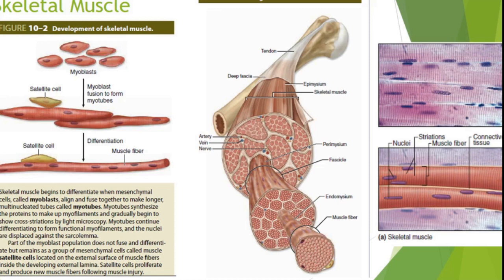So, ano ang ginagawa or function ng satellite cell? These satellite cells are attached to the muscle fiber wherein they proliferate and produce new muscle fibers following muscle injury. So kapag nagkaroon ng muscle injury, si satellite cell ang isa sa mga nagre-respond to produce new muscle fibers, to compensate doon sa mga nasira or nawalang muscle fiber during muscle injury.